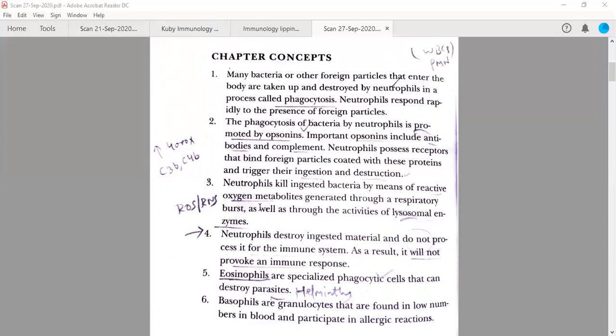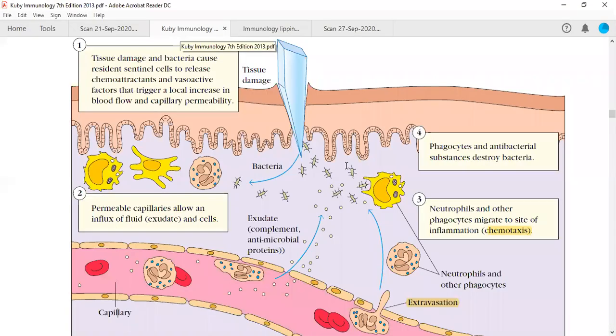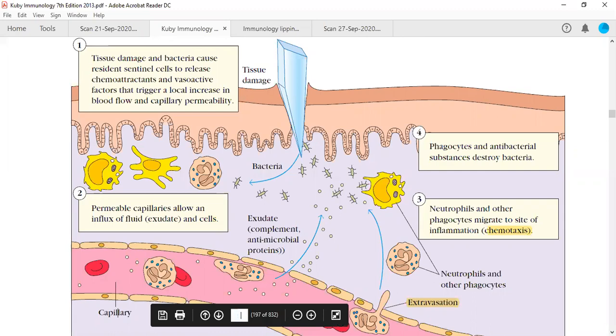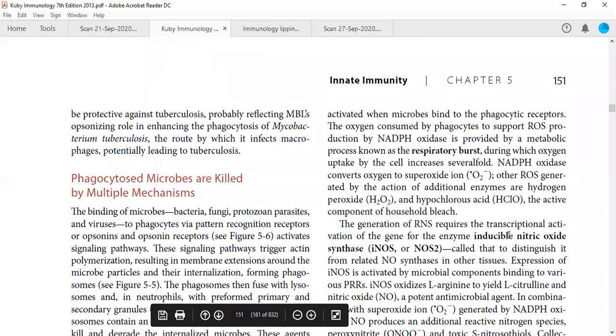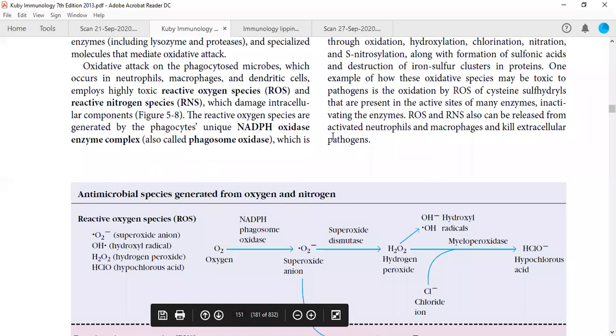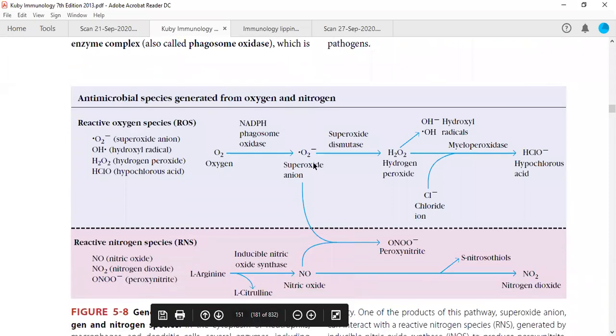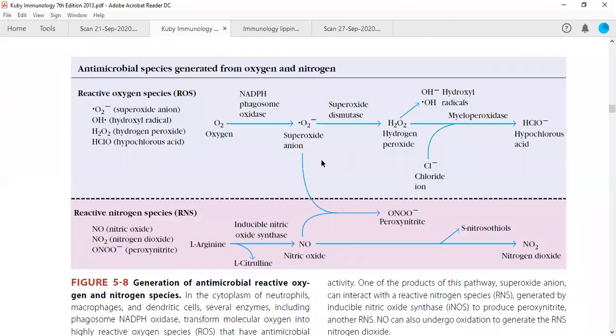Right. So already we have discussed this one. If you do not remember, I am telling you the page number 151 of your QA. So if you go to page number 151, you are able to find this particular diagram, or whatever you call a flow chart. So these are reactive oxygen species, these are reactive nitrogen species, and how they are synthesized.